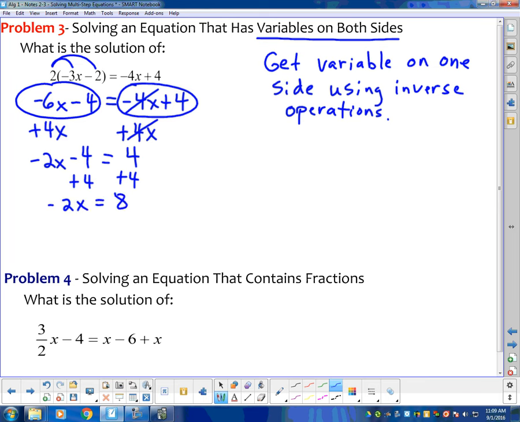I have negative 2x equals 8. And then I divide by negative 2, and x equals negative 4. So that is my solution. I could check it in there, see that it works.